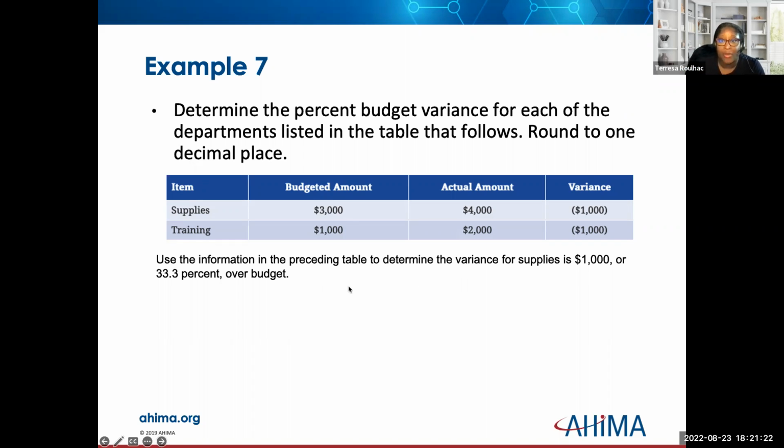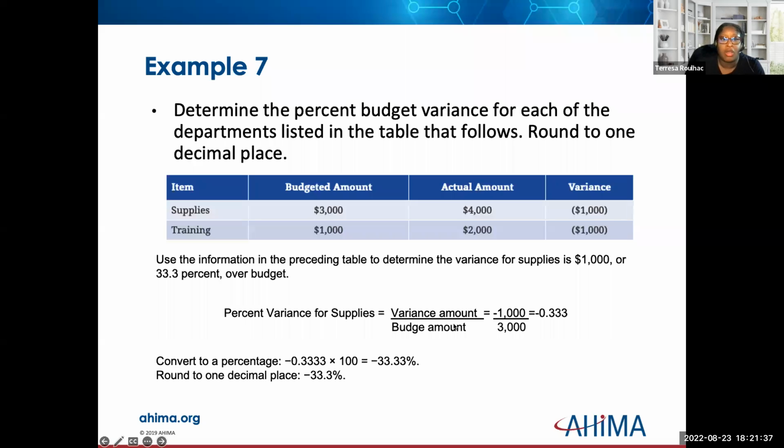Now, using the information in the preceding table to determine the variance for supplies: 1,000 or 33% over budget. Wow. So we look at the variance amounts. 1,000, which was budgeted, divided by 3,000, okay, giving us 33%. Remember that we are converting this to 1 decimal place. Negative 0.3333 times 100 equals negative 33.33%. Round to 1 decimal place. Our answer is now negative 33.3%.